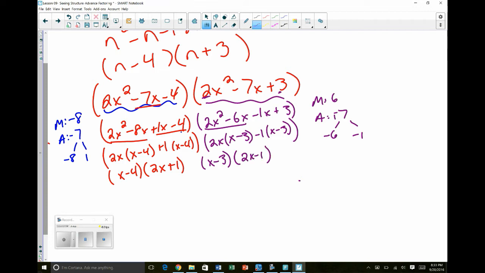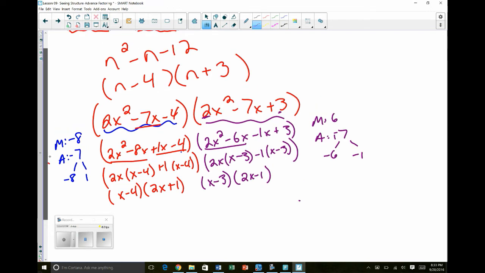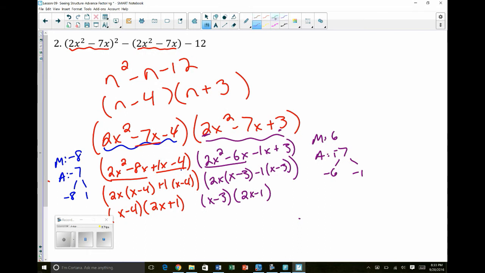So that original crazy expression up there is actually equivalent to (x − 4)(2x + 1)(x − 3)(2x − 1). It's equal to the product of those four linear factors. I took this crazy expression, looked at its structure, and found it's the product of those four linear factors there.